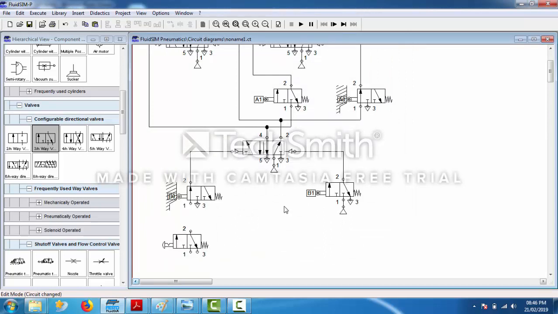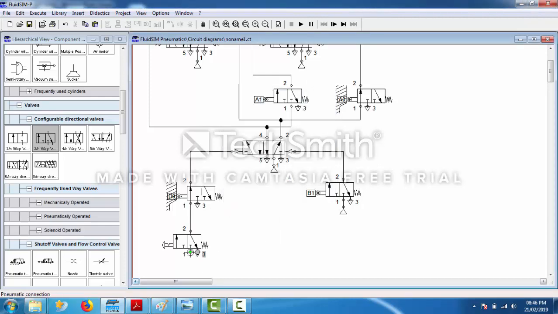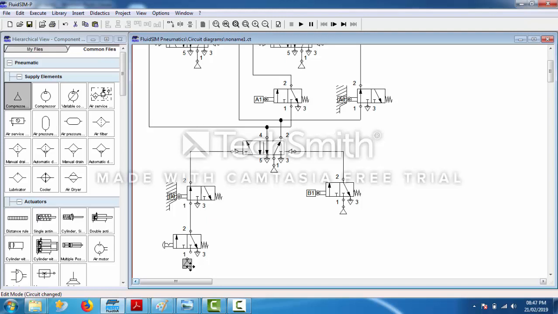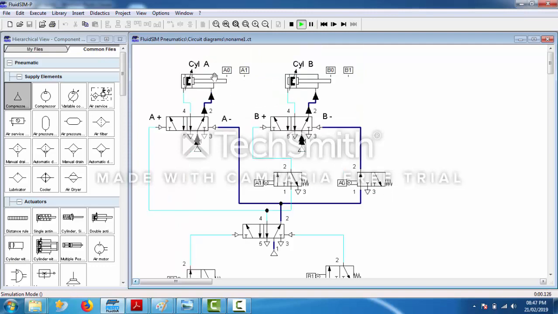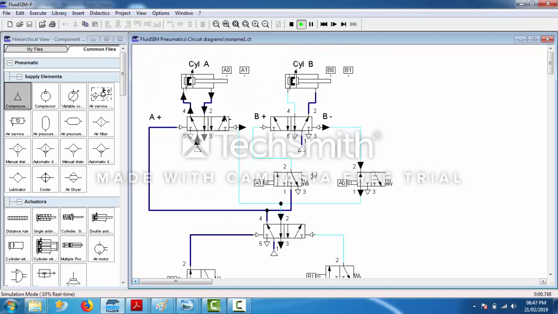We will remove this compressor. We'll connect this to this. 3 will be connected to exhaust. 1 will be connected to compressor. Now even if you start the circuit, the pistons will not move. The pistons will stay stable. But once you press this switch, the pistons will start moving.